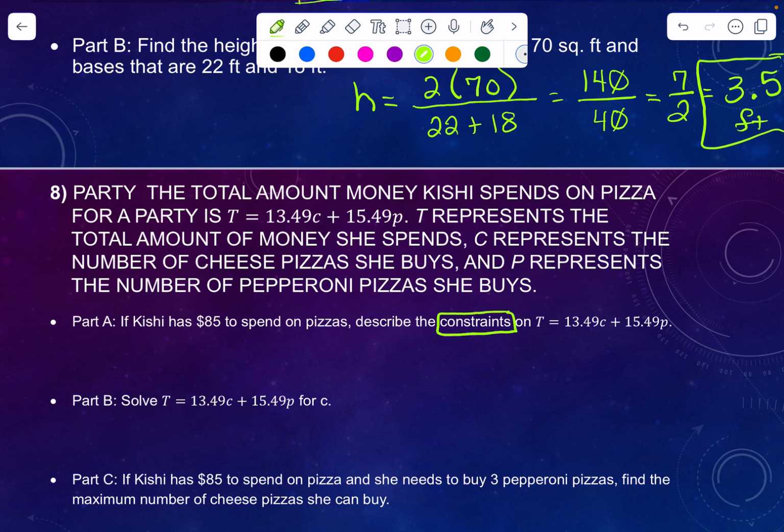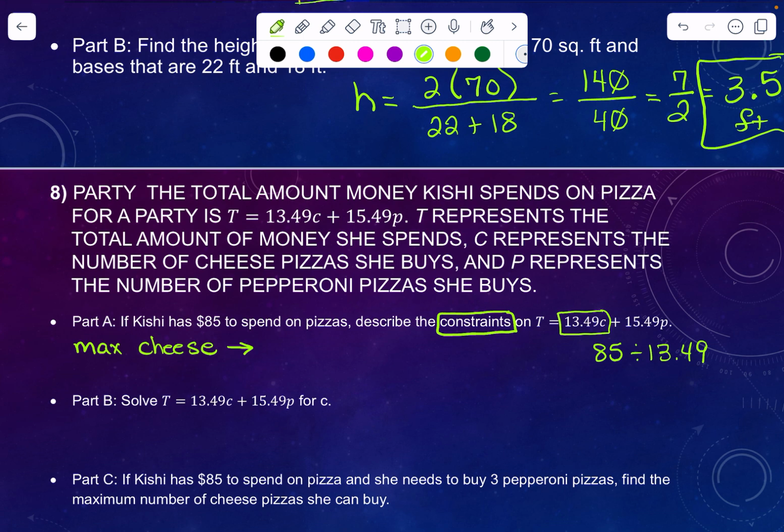equation. Constraints are things like, what's the maximum number you can buy? What's the minimum number you can buy? So let's stop and look at this. If I have $85 to spend, I was thinking, what's the max number of cheese pizzas? Okay, so what I would do is this represents cheese right here. So I could do 85 divided by the 13.49.